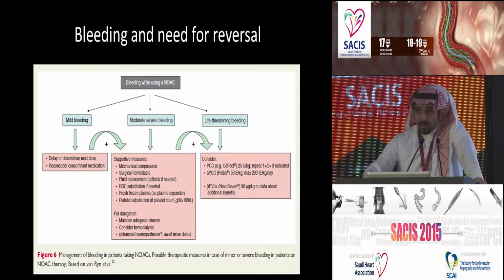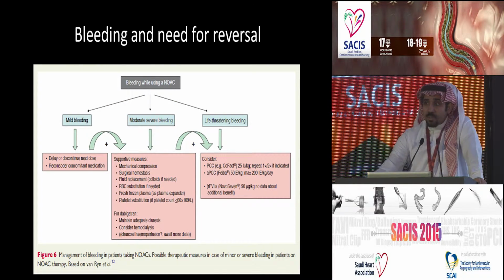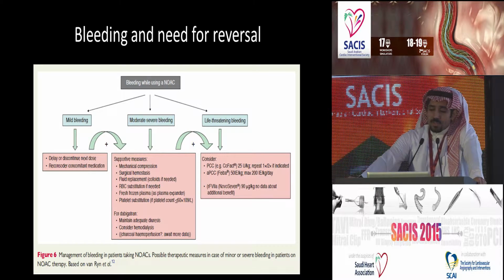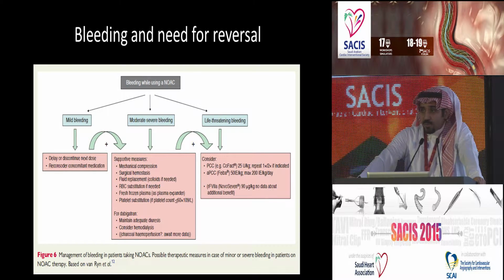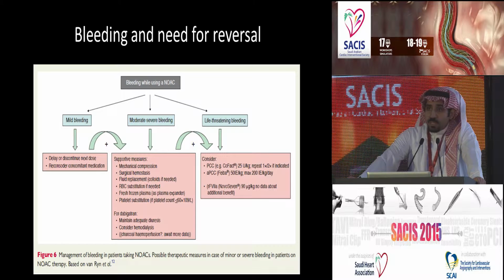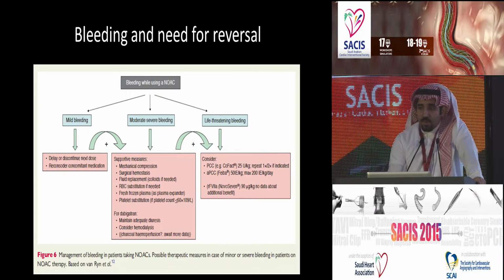Bleeding and the need for reversal. I'll talk about the antidotes that have been introduced recently, but so far the way we deal with bleeding on NOACs is just supportive treatment. You might use prothrombin complex concentrates and activated factor VII, if you wish, in extreme, life-threatening bleeding.